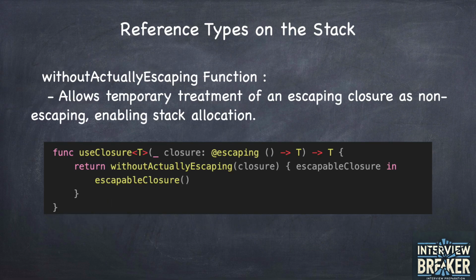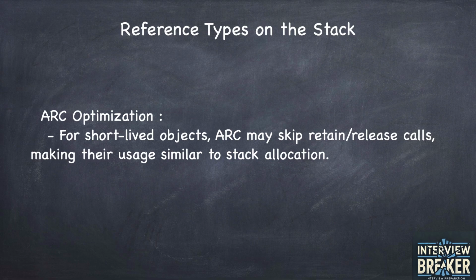The standard library function withoutActuallyEscaping allows you to temporarily treat an escaping closure as non-escaping, enabling stack allocation of resources used within the closure. Automatic Reference Counting optimization: ARC may optimize away retain and release calls for short-lived objects, effectively making their usage similar to stack allocation.